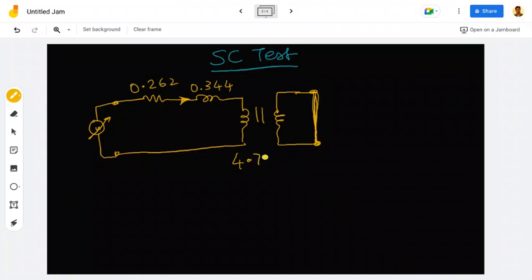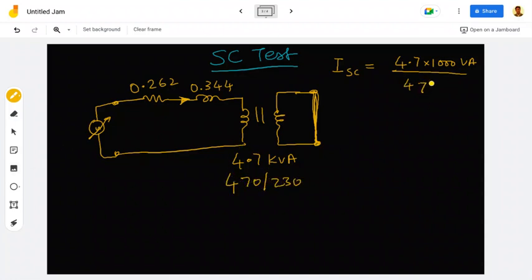It is given, it is a 4.7 kVA transformer. So the short circuit current ISC is the rating of the machine, 4.7 kilovolt ampere. That means 4.7 into 1000 volt ampere divided by my voltage, so 470. It is a 470 by 230 volts. The volts get cancelled, and this gives me 10 amperes. So the short circuit current will be 10 amperes measured on the primary side.